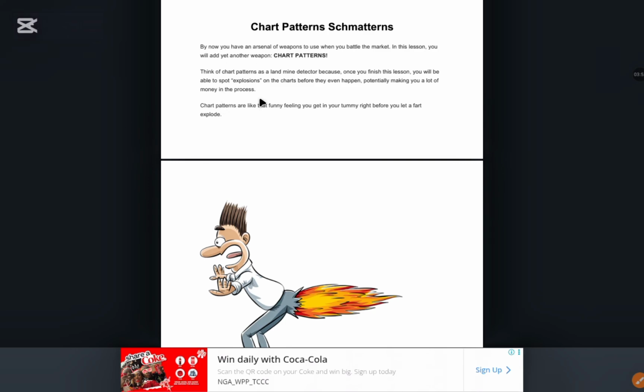Alright. So think of chart patterns as a landmine detector. I believe you all know the landmine detector, because once you finish this lesson, you will be able to spot explosions on the chart before they even happen. So potentially making you a lot of money in the process.